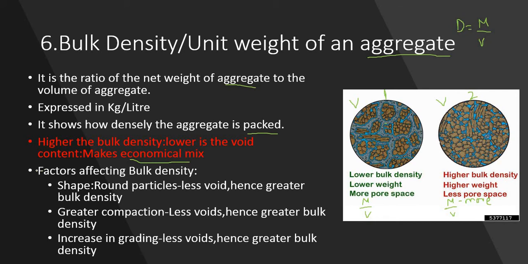Number 1 is shape. I'm sure you must know, just last lecture we studied that among all the shapes of aggregates, which shape has the least voids? If you remember, it was round particles. Rounded particles have the least voids. So obviously rounded particles will give greater bulk density compared to angular, subangular, flaky or elongated. Why? Because rounded particles have the least voids. Least voids means greater bulk density. Second one is greater compaction.